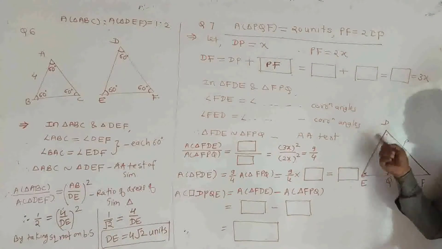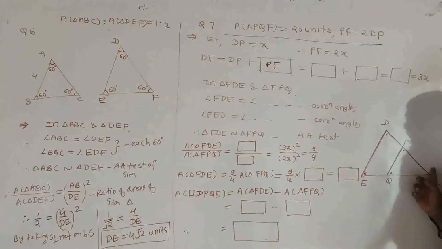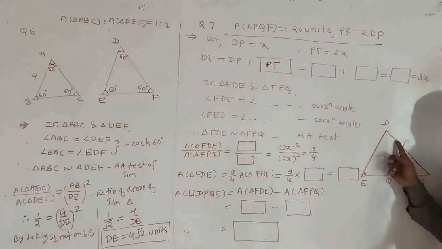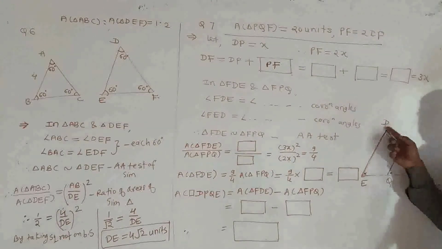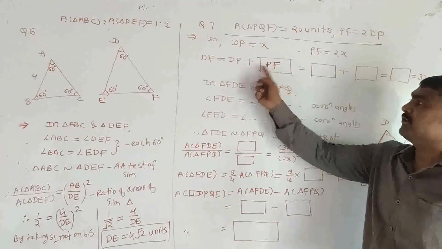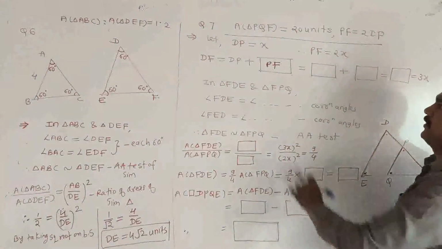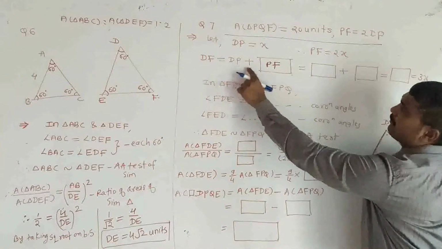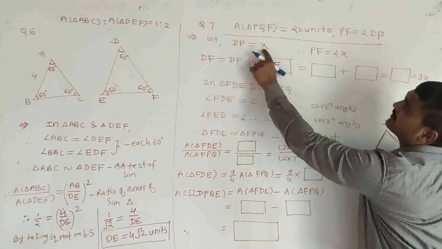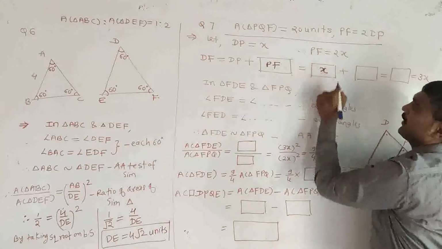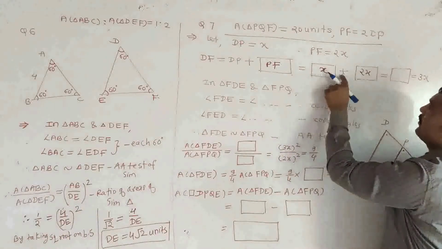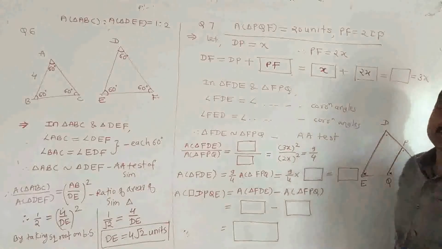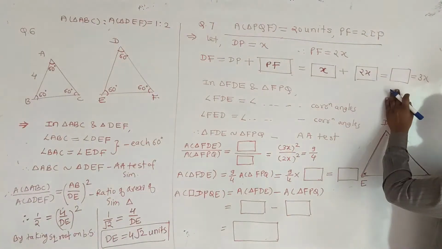What is the value of DF? DF is equal to DP plus PF. Understood? So DP plus PF gives DF. Now next, DP plus PF. What is the value of DP? DP is x, so write x here. What is PF? PF is 2x. x plus 2x is equal to, what is the value of x plus 2x? x plus 2x is equal to 3x.